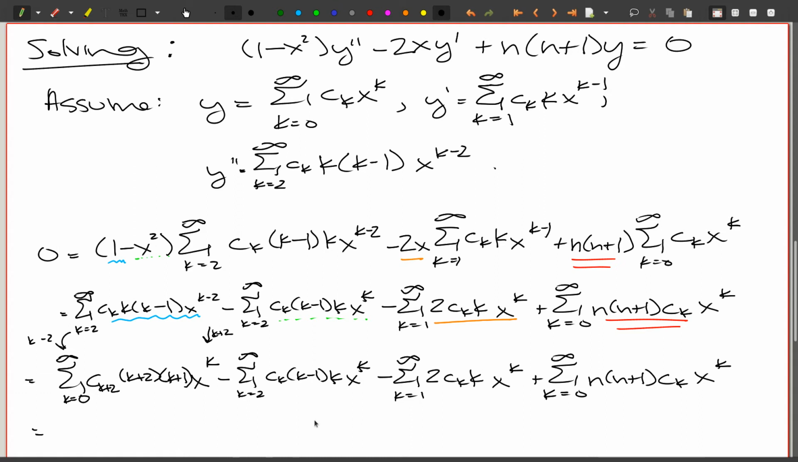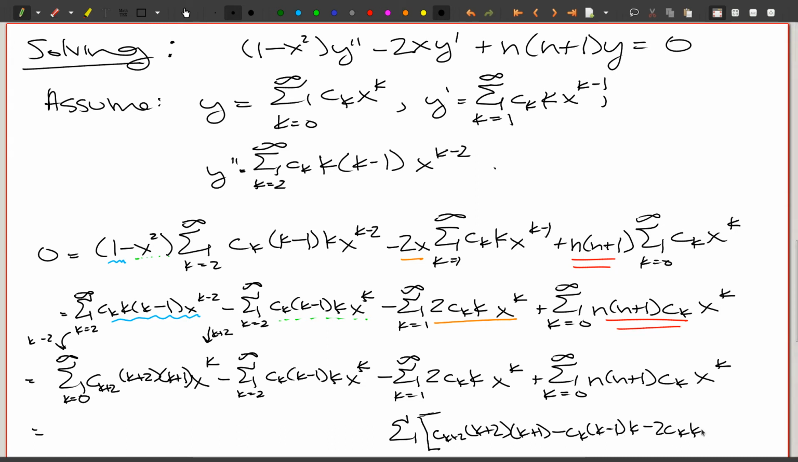So let's write it right here, I guess, to give us lots of room in case we need to take care of extra terms. So I'm going to have c sub k plus 2 times k plus 2 times k plus 1, minus c sub k times k minus 1 times k, minus 2 c sub k times k, plus n times n plus 1 c sub k, all of that being times x to the k.